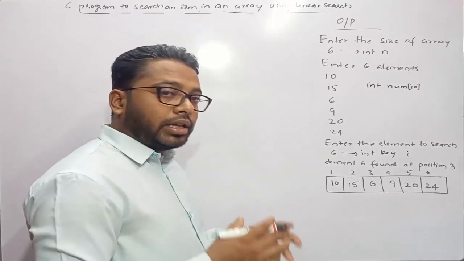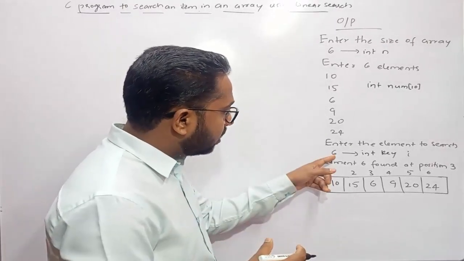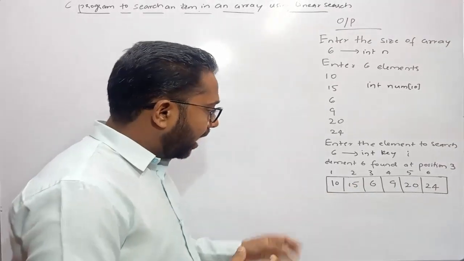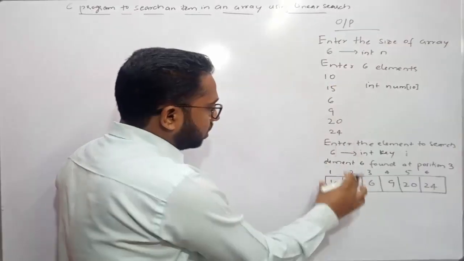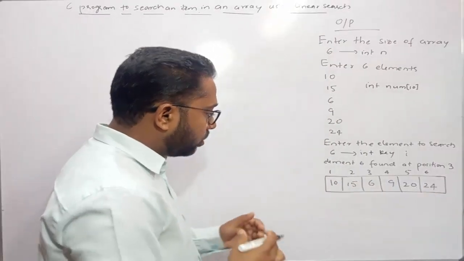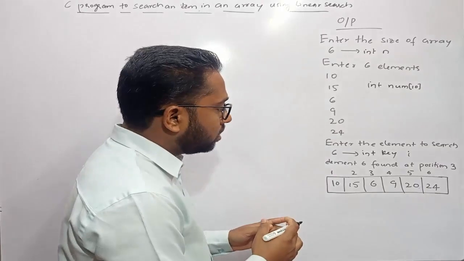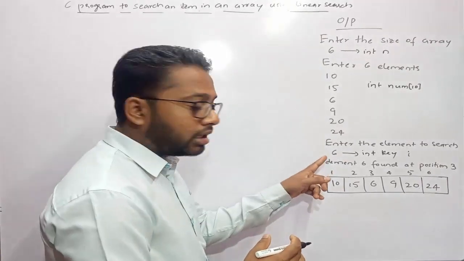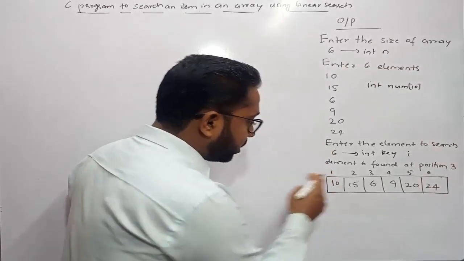So what should be the approach of finding this element 6 in this array using the linear search? As you can see, our items now get stored inside the array. So we should start searching by first looking for the item 6, which is our searching item or the key, in the first position.